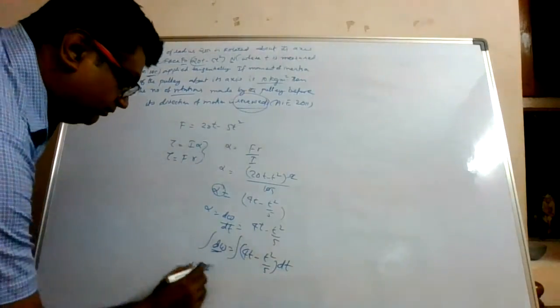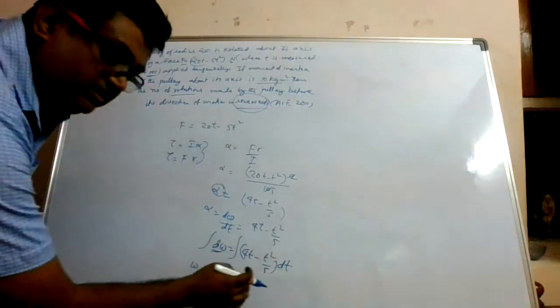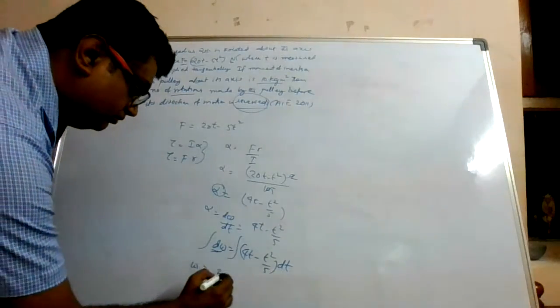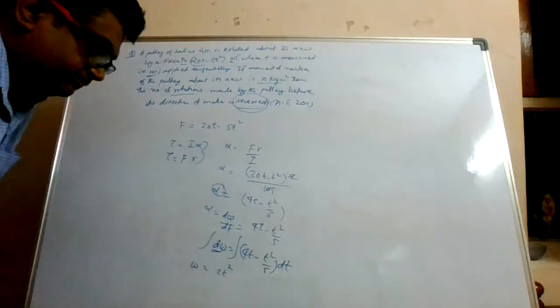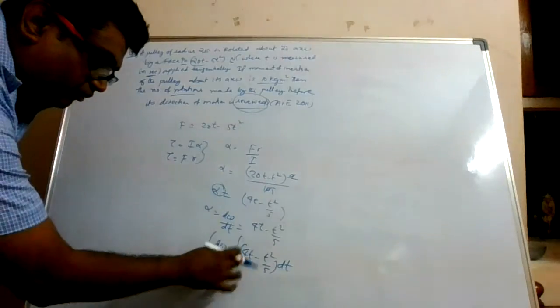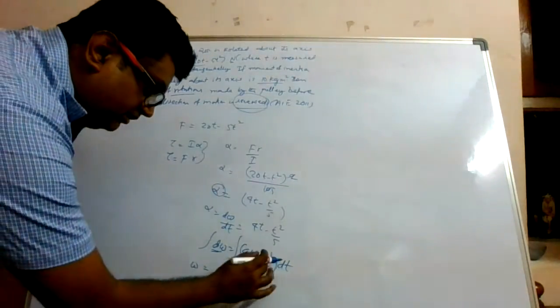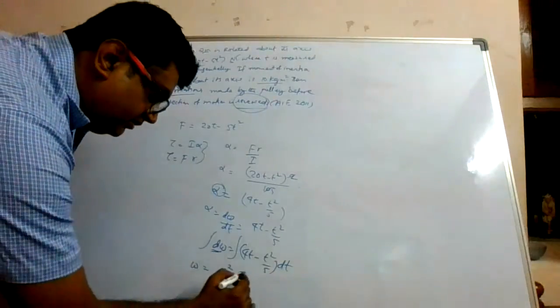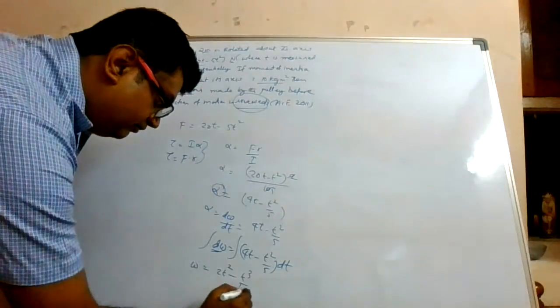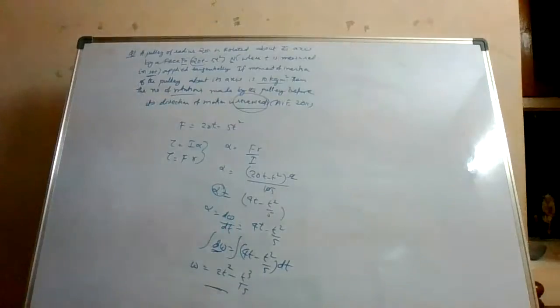So omega is equal to integral of 4t dt. So this is t square by 2, so it is 2t square. T became t square by 2, 4 into t square by 2. 2t square minus, this will become t cube by 3. Already 5 is there, so this will become t cube by 15. This is the value of omega.